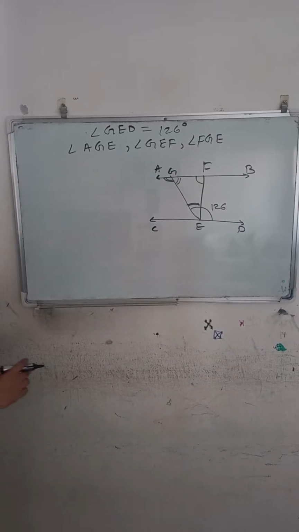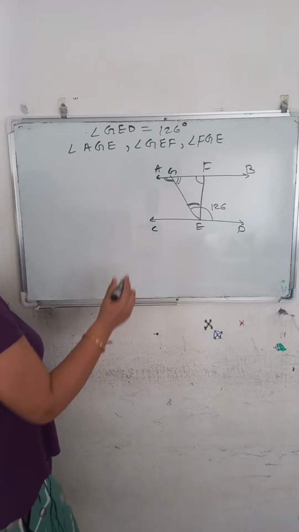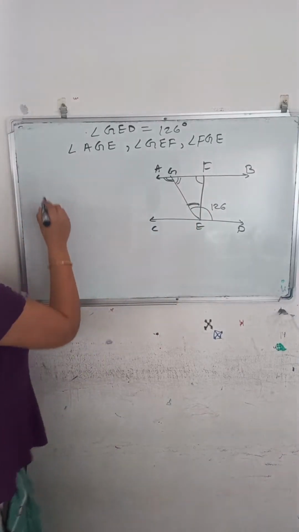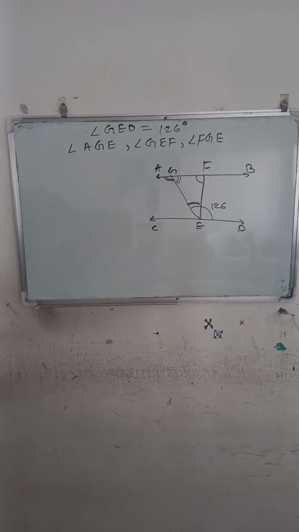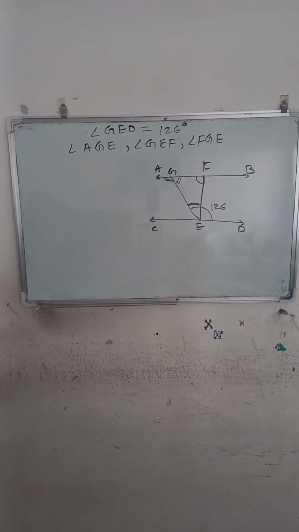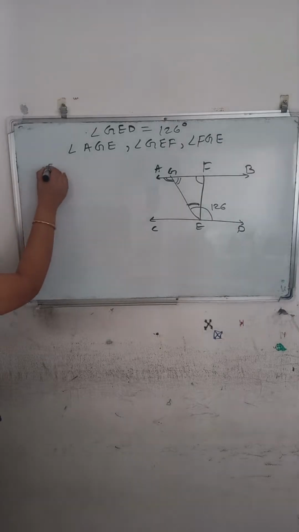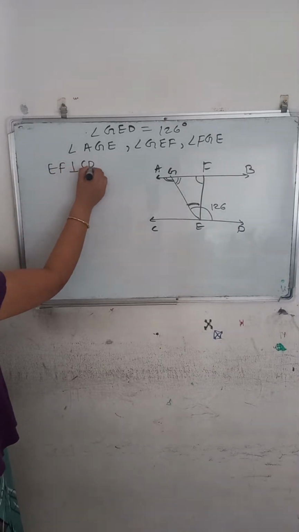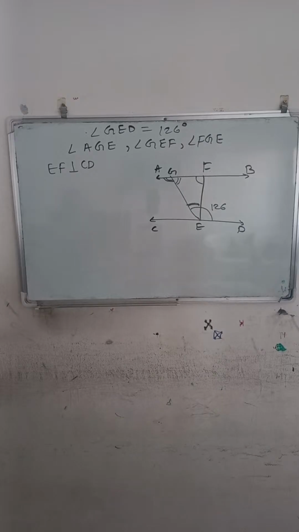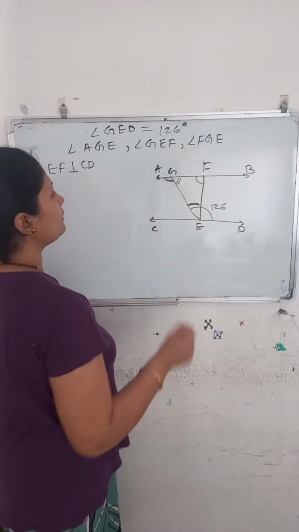Then here they are saying GED is 126. They are perpendiculars, okay. EF is perpendicular to CD. This much is given. So now from this we can calculate the angles. It's very easy. Whatever the basic previous 8th standard knowledge is there, you can apply, you will get the answer. So here this EF is perpendicular to CD.